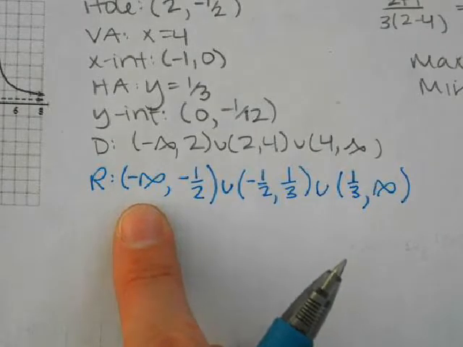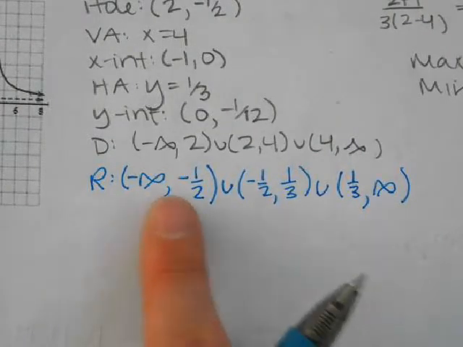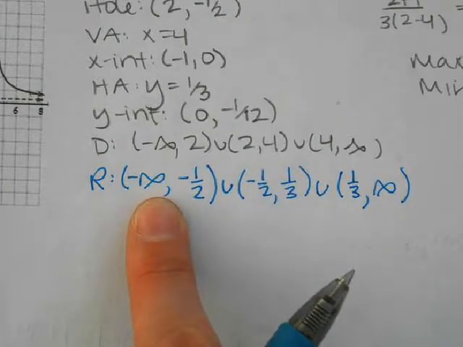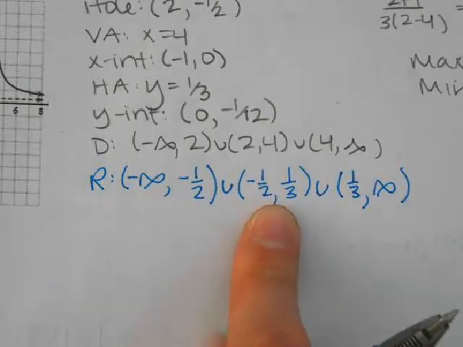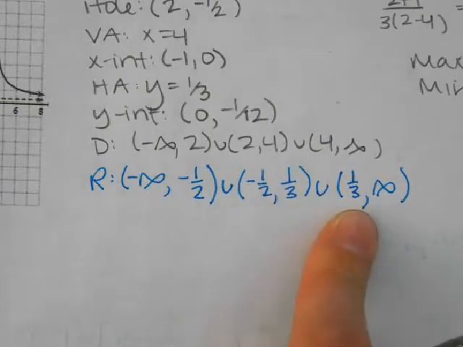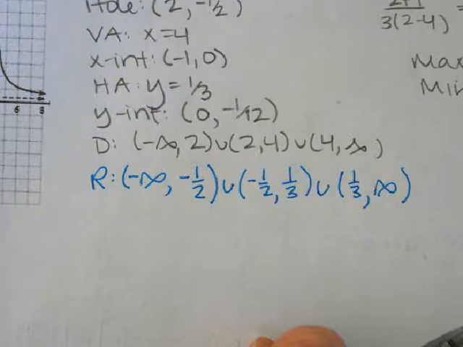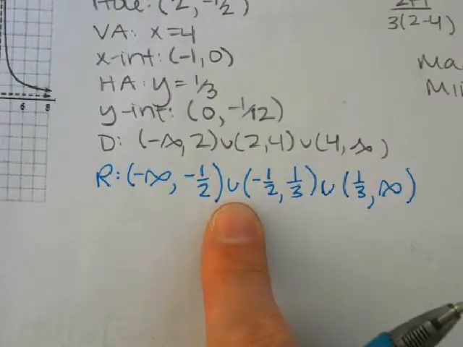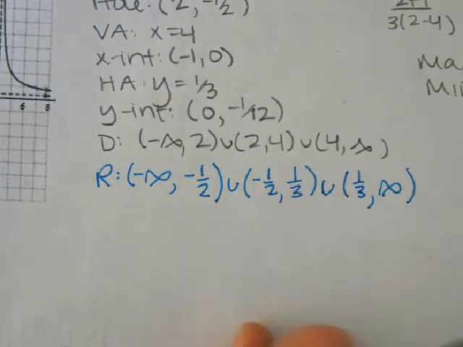So this is telling us that our range is all the numbers that are less than -1/2. It's all the numbers between -1/2 and 1/3, and then all the numbers that are bigger than 1/3. Those are all the numbers we're skipping. So we're skipping -1/2 because of the hole. We're skipping 1/3 because of the asymptote. I feel comfortable, but I'm still working on it. I'm going to get there.